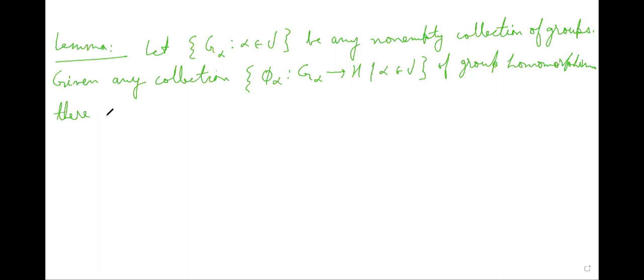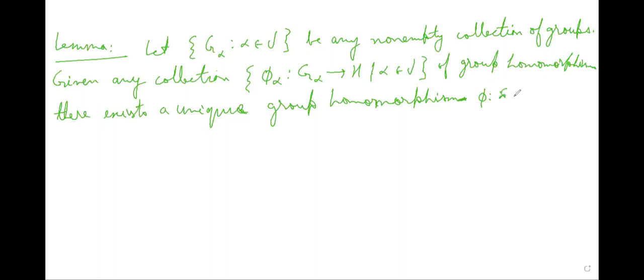Then there exists a unique group homomorphism phi from star alpha G alpha to H such that I alpha composed with phi equals phi alpha for every alpha belonging to J.